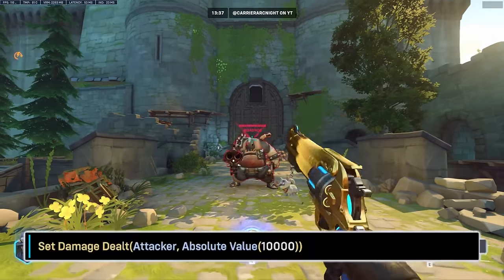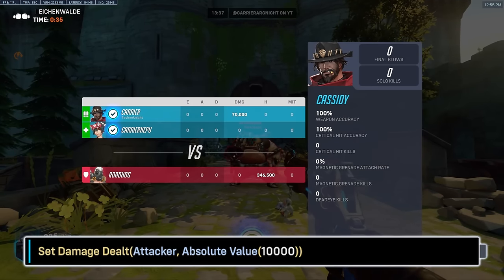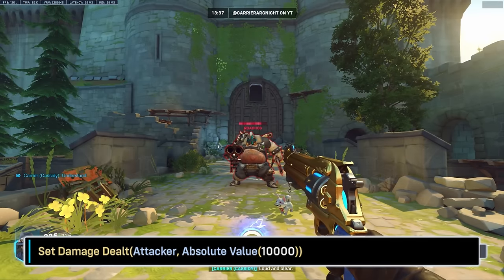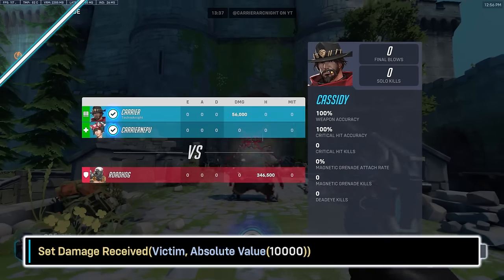Moving on to the workshop settings, we can increase damage dealt by 10,000% or times 100 the original damage. Likewise, we can do the same thing to damage received, another 10,000%.